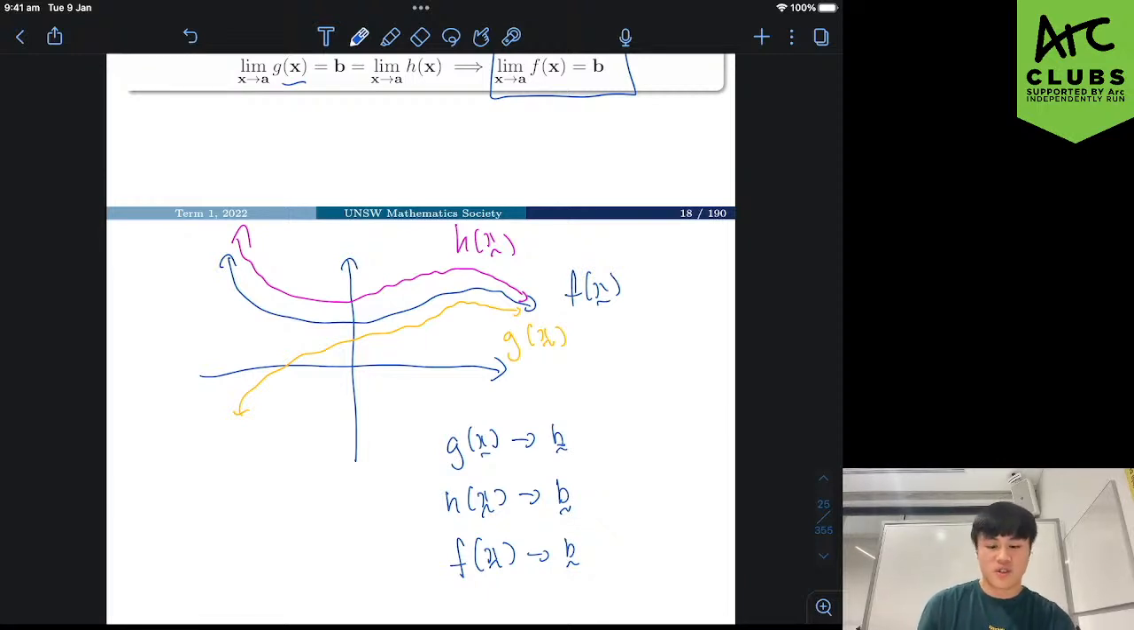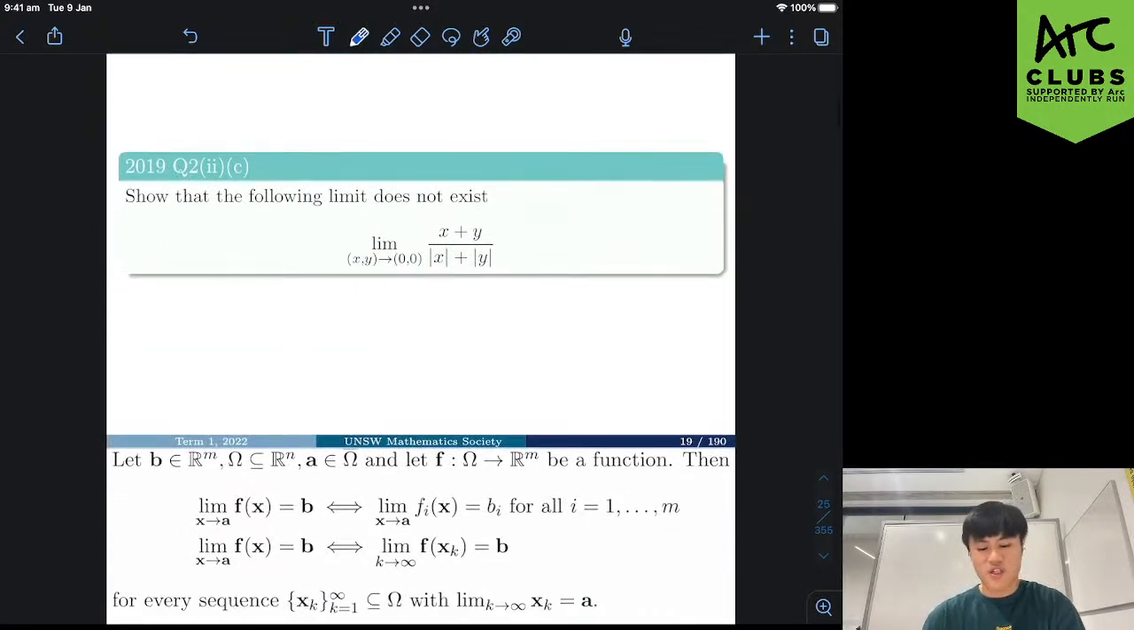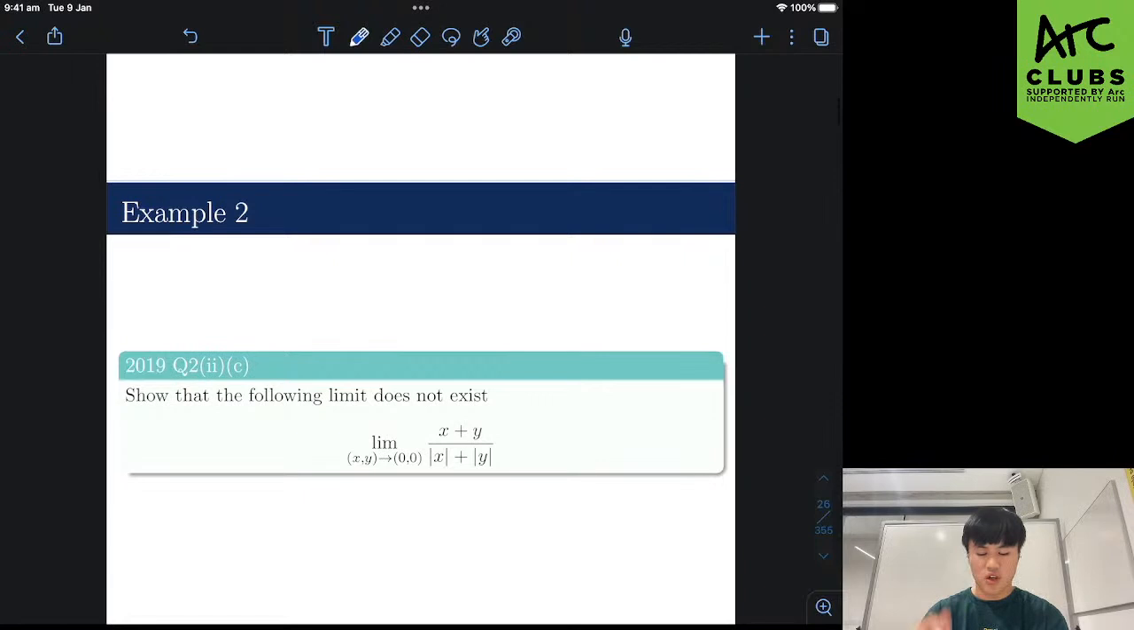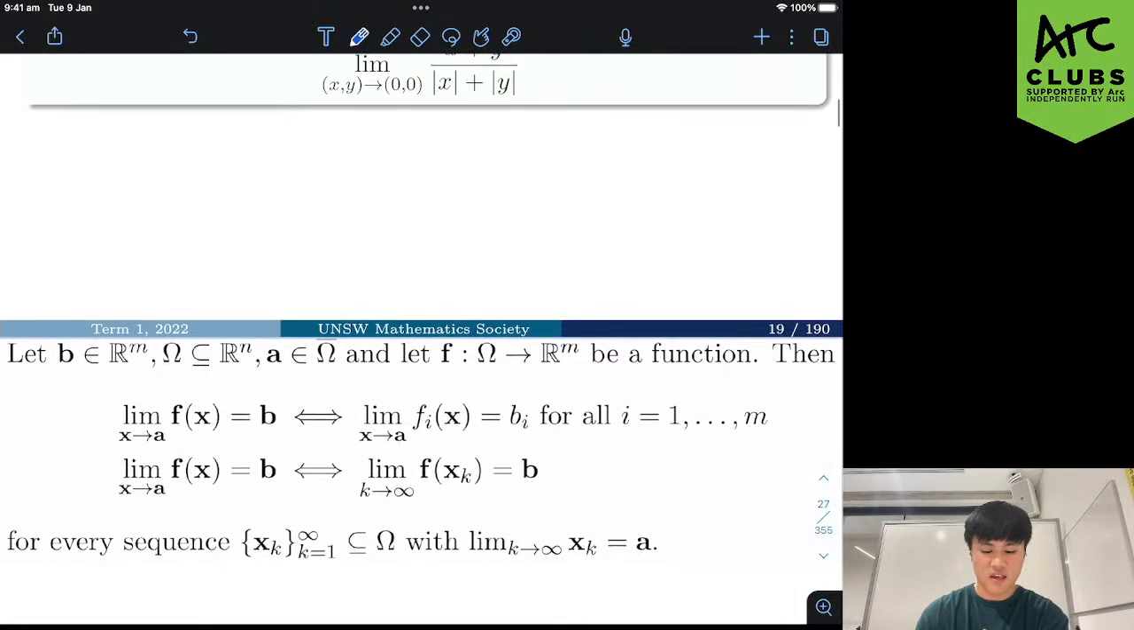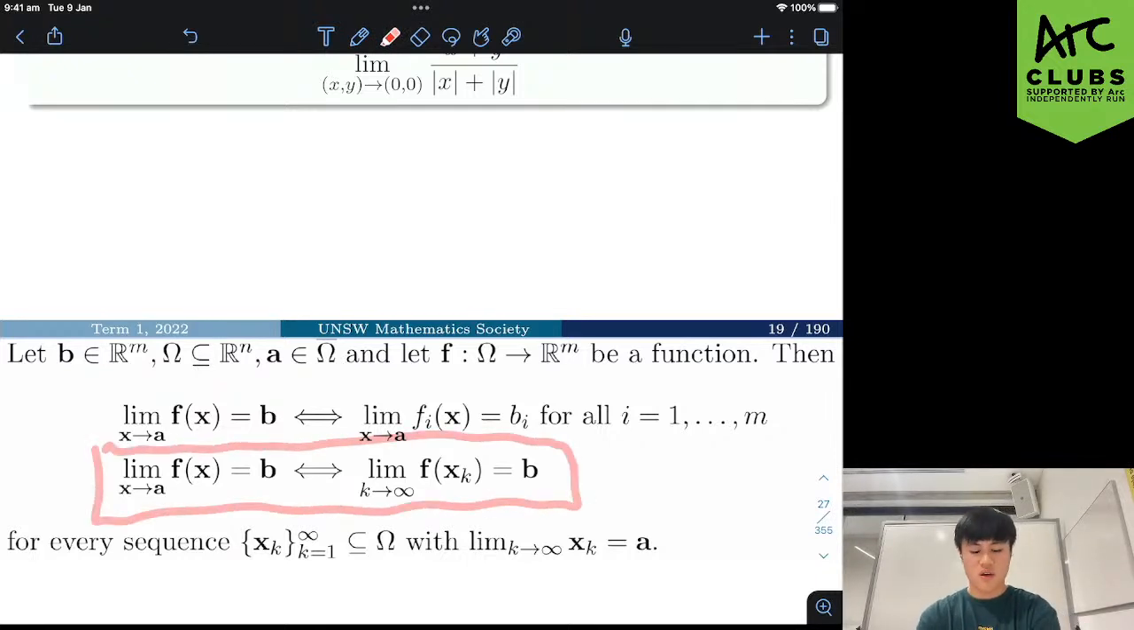All right, we'll finally move on to a question. This question is, show that the following limit does not exist, where we have x plus y over the absolute value of x plus the absolute value of y, and you limit (x, y) to (0, 0). Earlier, I did say we'll come back to a theorem which is pretty important, and that's this here. This theorem says the limit only exists if, for every sequence, the function approaches the same value.